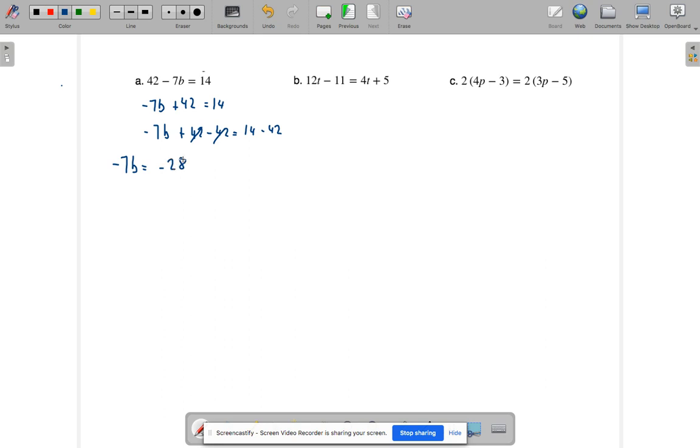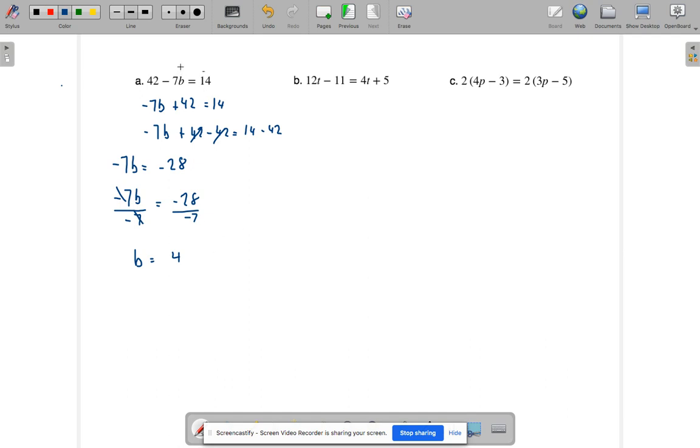Okay, that's the first step. So I've got rid of the positive 42 from the left-hand side. Now, to get b on its lonesome, I need to divide both sides by what's in front of b, which is negative 7. So negative 28 over negative 7, and b will therefore equal negative 28 divided by negative 7. Negative divided by negative is a positive. 28 divided by 7 is 4. Remembering too that the two negative 7s cancel out there. So the answer to the first one is 4.